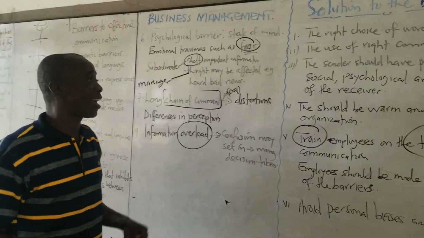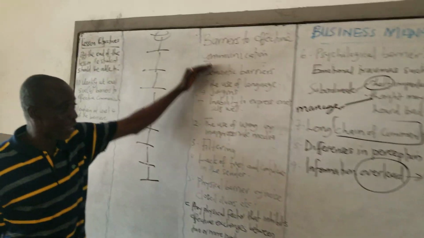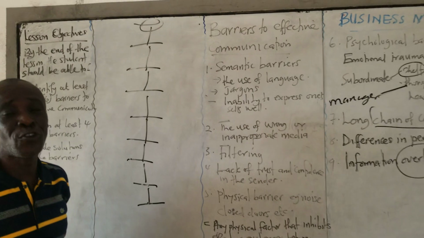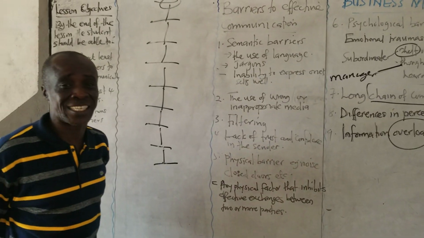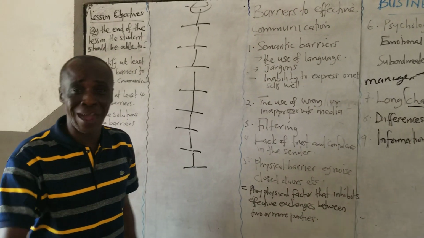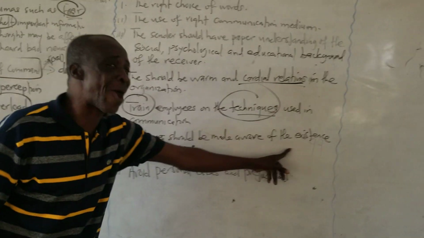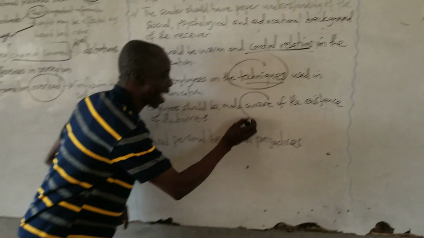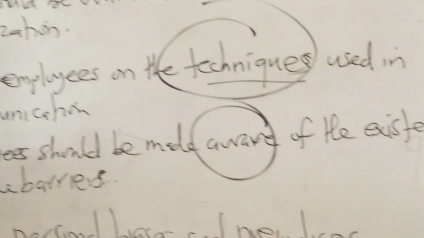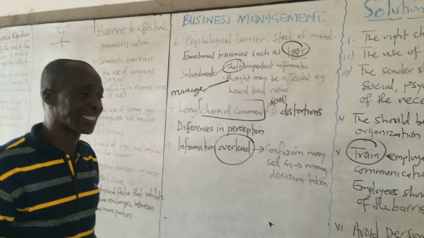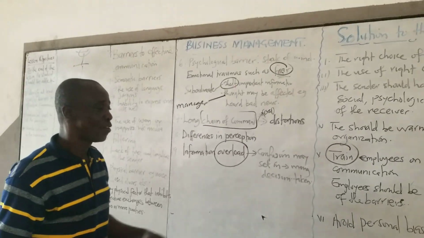The next one is that, you see, we have learned about these barriers. If you don't know that these barriers exist, how do you avoid them? So the next point is that employees should be made aware of the existence of the barriers. So that is for that one.